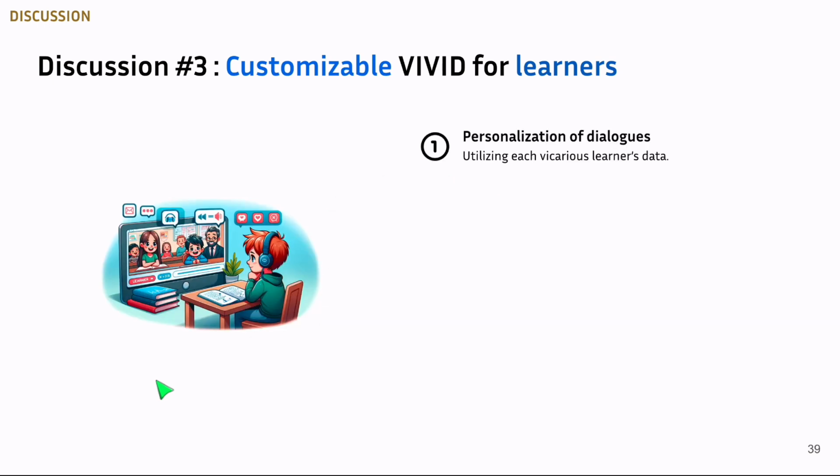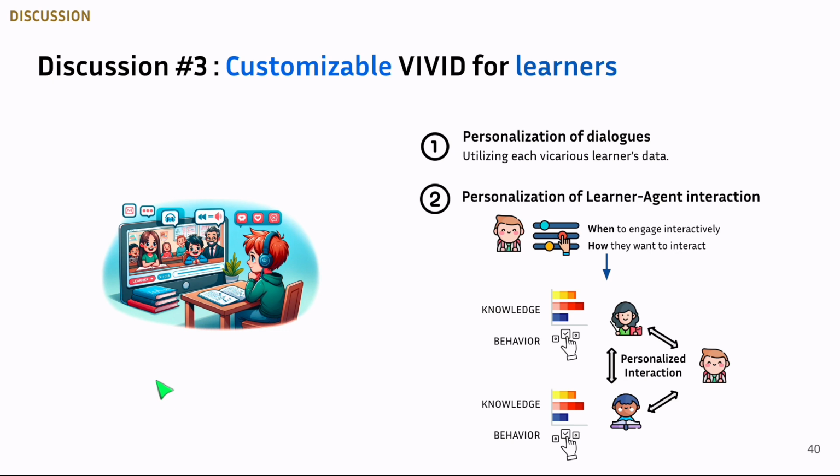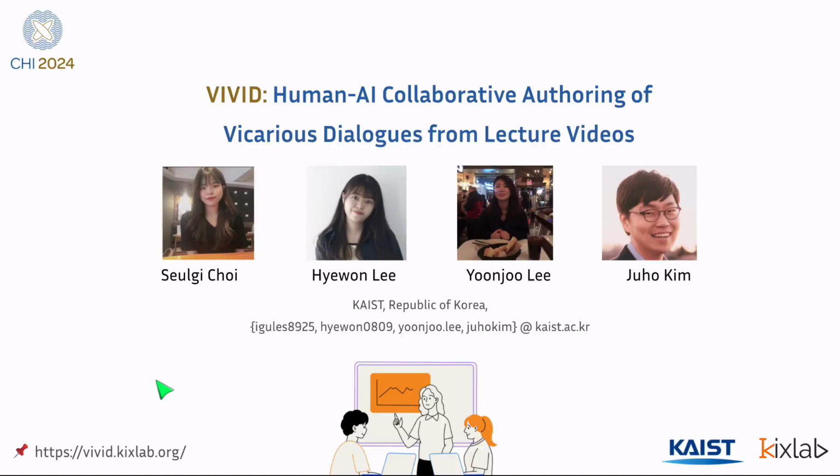We suggest personalizing the Vicarious dialogues by utilizing each Vicarious learner's data. Furthermore, we believe that Vivid can be expanded to personalize the interaction between learners and agents.